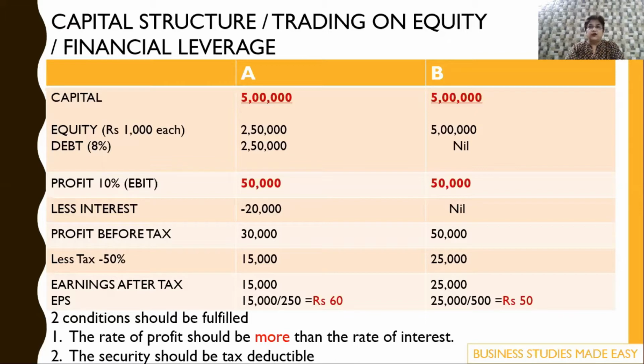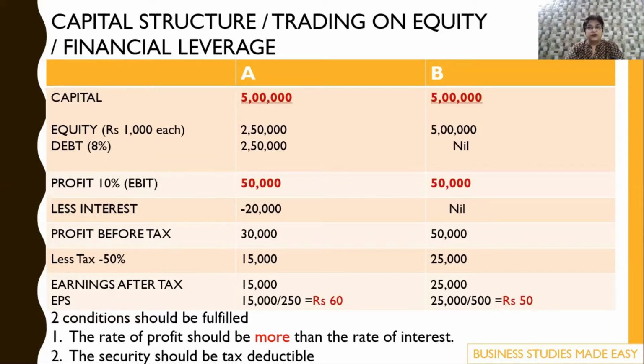Now for easy calculation, I've taken tax at 50%. Every company has to pay tax. So if we deduct 50% as tax also, that is 15,000. So what was to be left to be distributed amongst the shareholders was 15,000.